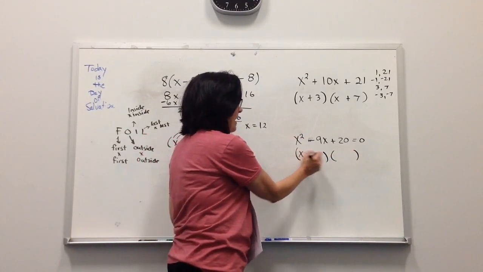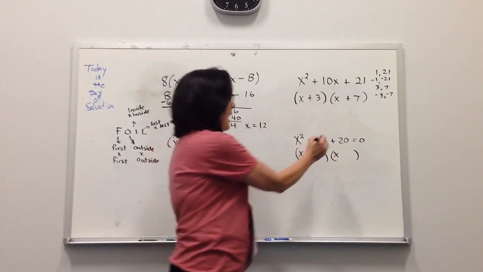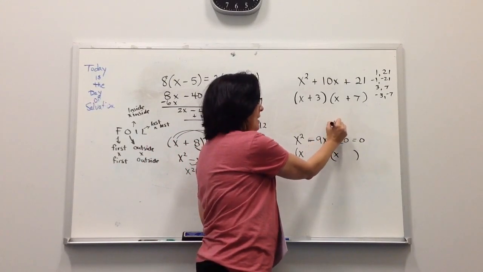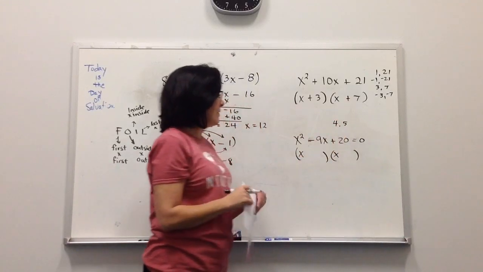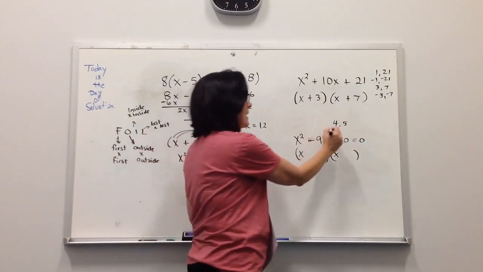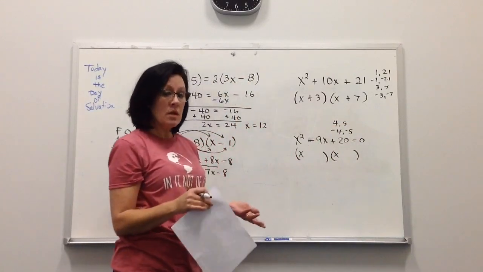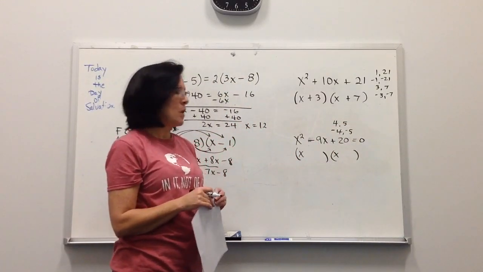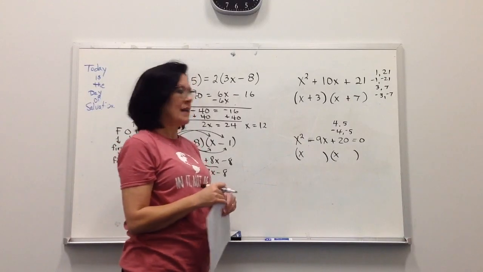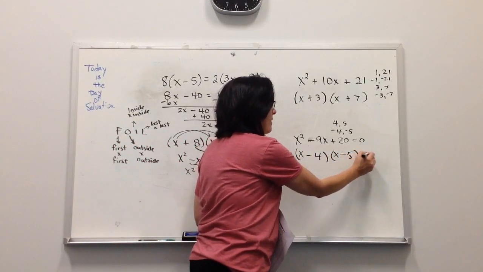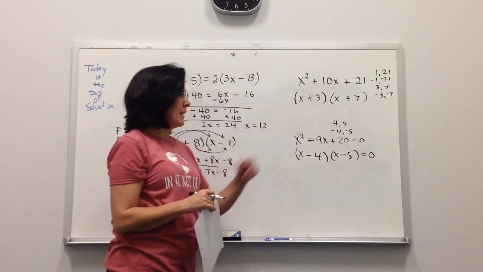Again, the square root of x squared is x. I'm going to look for factors of 20 that add up to 9. I know that 4 times 5 equals 20 and adds to 9, but I need -9. -4 times -5 also equals positive 20 when we multiply them and add up to -9. So my factors are -4 and -5. Those are equal to 0. We can't leave the 0 off.